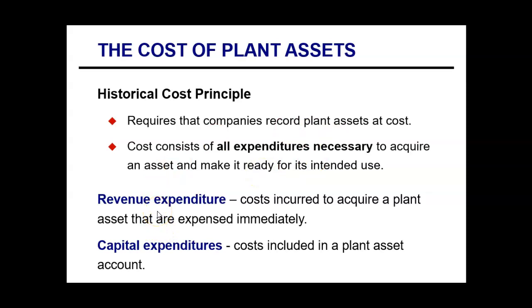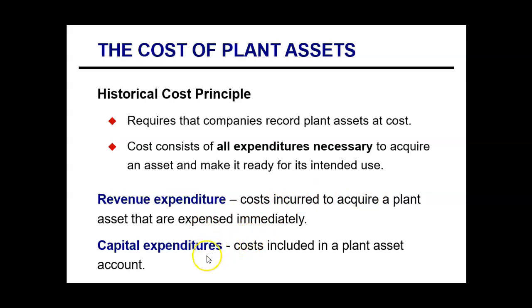Now, there are two types of expenditures after we have acquired these plant assets. What's called revenue expenditure and capital expenditure. If it is a revenue expenditure, think about your ordinary routine type of maintenance. So for a vehicle, an oil change, getting the tires rotated, things of that nature will be classified as a revenue expenditure. For these type of expenditures, the cost is going to be expensed immediately. So you would debit some type of expense account and just credit your cash account.